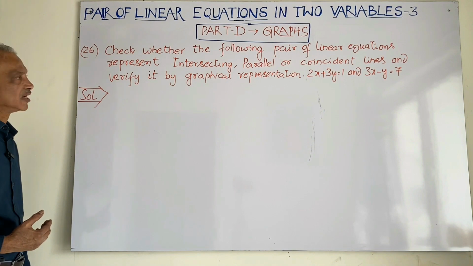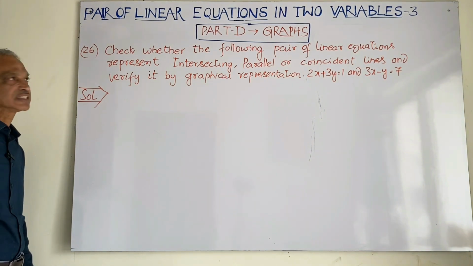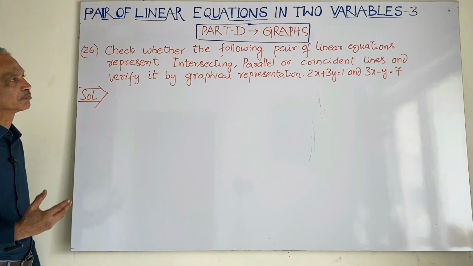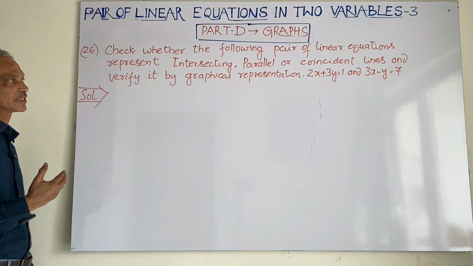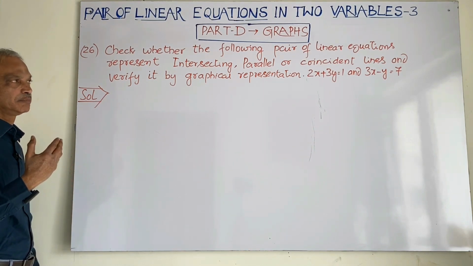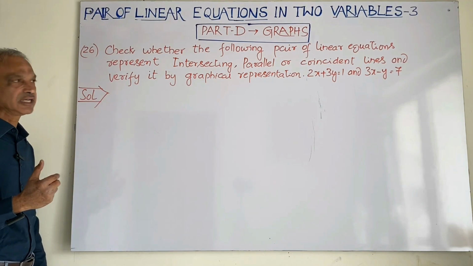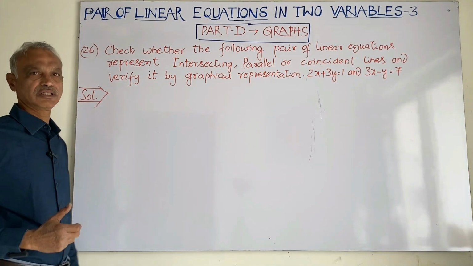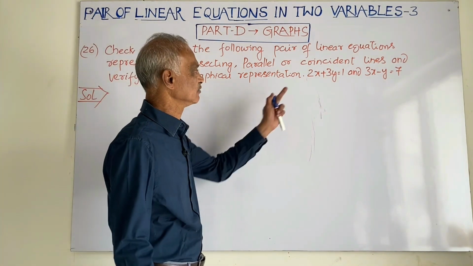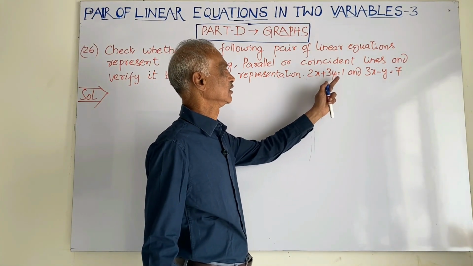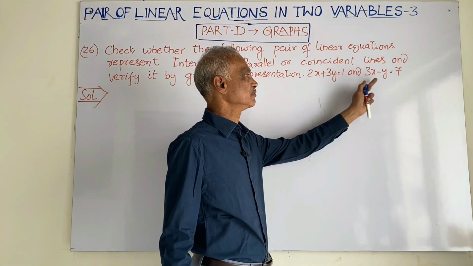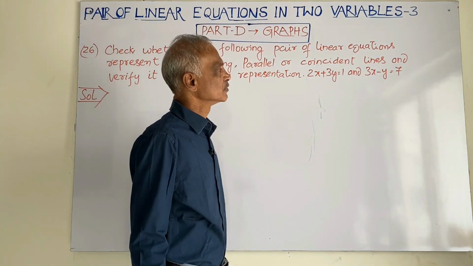In part D graphs, what is the 26th problem? Check whether the following pair of linear equations represent intersecting, parallel, or coincident lines and verify it by graphical representation. What is the pair of linear equations given? 2x plus 3y is equal to 1 and 3x minus y is equal to 7.